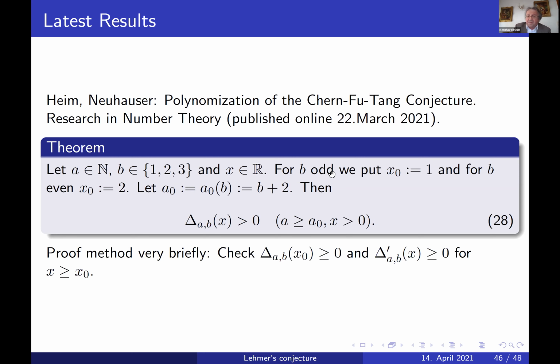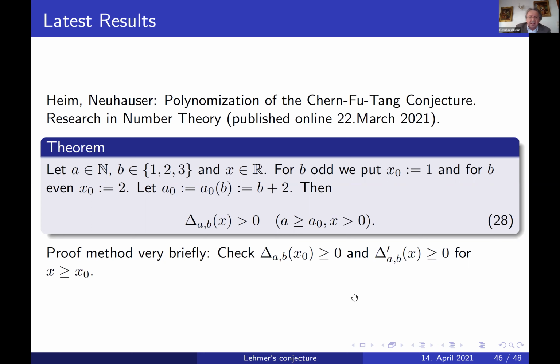We have proven it. We also find out when b is odd, then actually you can even start with x equal to 1, because this is possible, and in the even case you really have to start by 2. So this is proven, and our proof method, as I said, works by fixing one point and looking at all these a's. So fixing a b and a point and looking at all a's, and then proving that the derivative is larger or equal to 0.